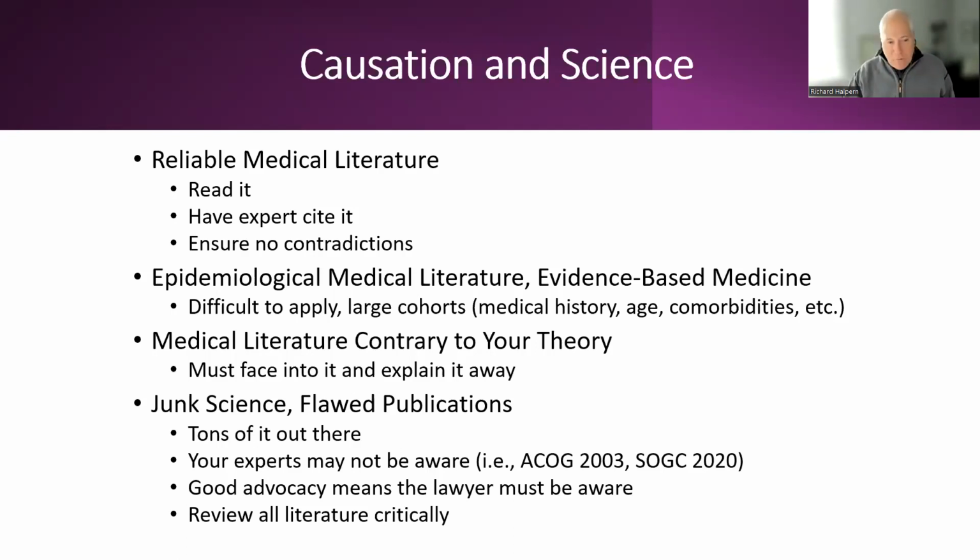And the other thing I want to talk about, and really a pet peeve of mine, is junk science or flawed medical literature. My practice is primarily obstetric malpractice litigation, primarily birth trauma. And so I've used two examples of what I consider to be enormously flawed literature. There's a lot out there. So I mentioned here that your experts need to be aware of the flawed literature. One example is a publication by the American College of Obstetricians and Gynecologists in 2003. And another is a publication by the Society of Obstetricians and Gynecologists of Canada in 2020.